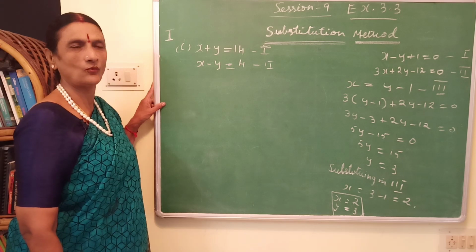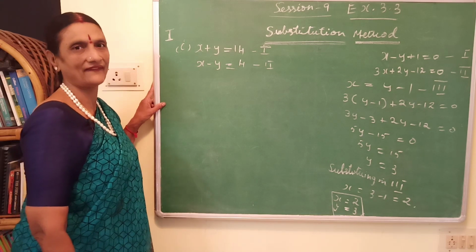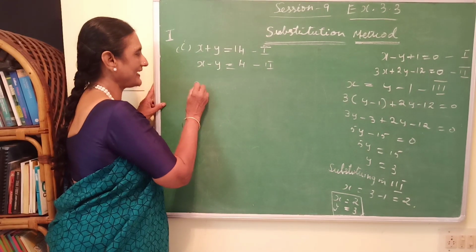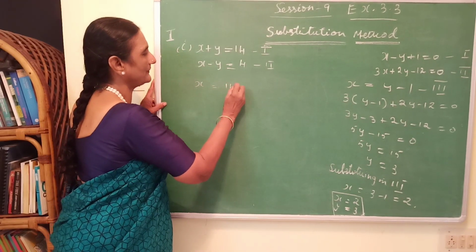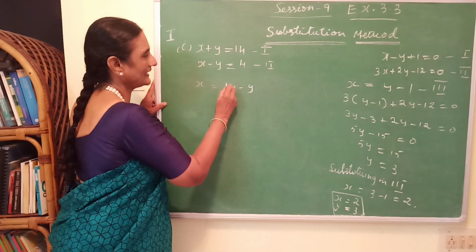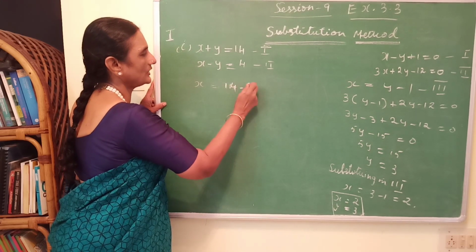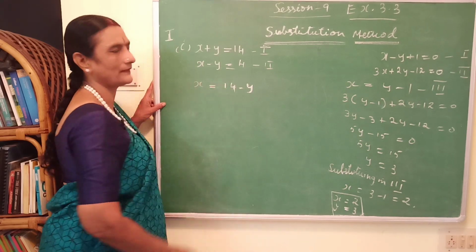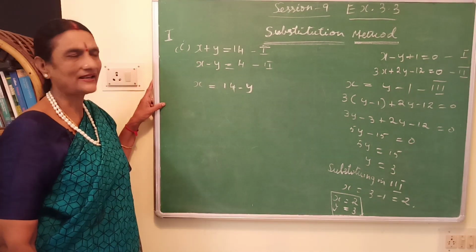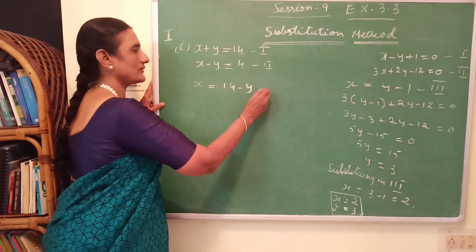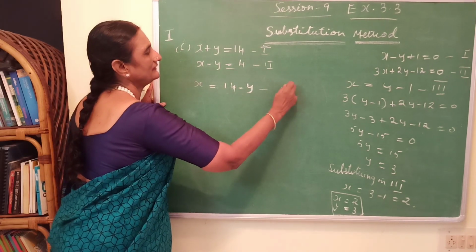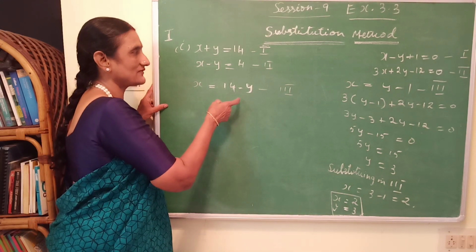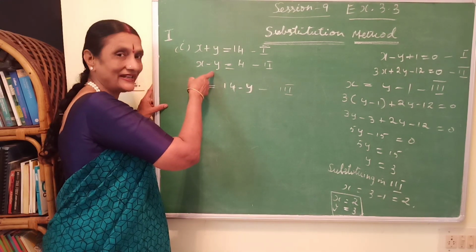So what did I do? One variable in terms of the other variable. From equation 1, we can write x is equal to 14 minus y. Is that clear to all of you? From equation 1, I have got x is equal to 14 minus y. Is that clear? Now we have to substitute, name this as equation 3. So we have to substitute this value of x in the second equation.